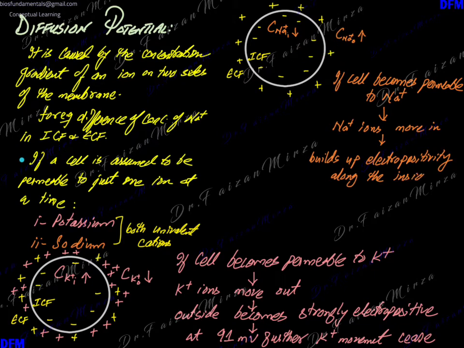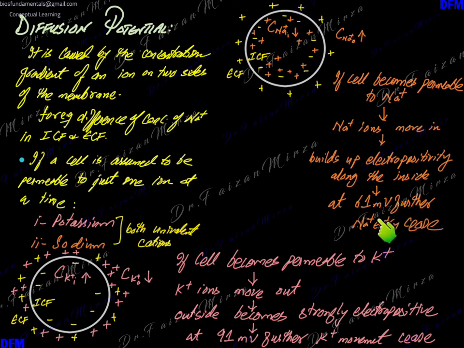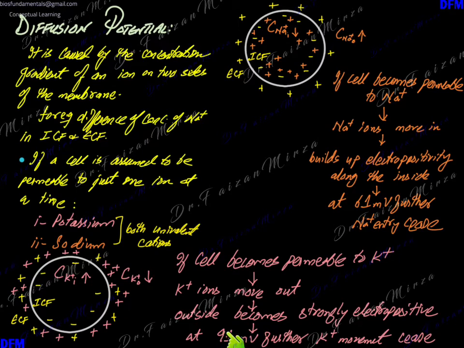When they move in, the electropositivity starts to build along the inside of the cell because sodium is moving inside. At plus 61 millivolts, further entry of sodium will cease. So this is the diffusion potential of sodium. This is the diffusion potential of potassium, and the values at which they stop. At plus 91 millivolts, further potassium cannot move. At plus 61 millivolts, further sodium cannot move.